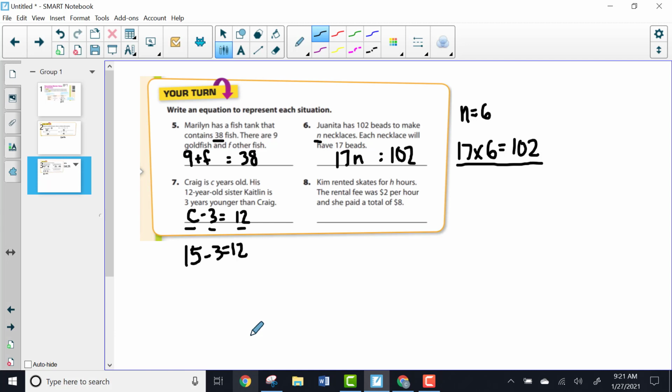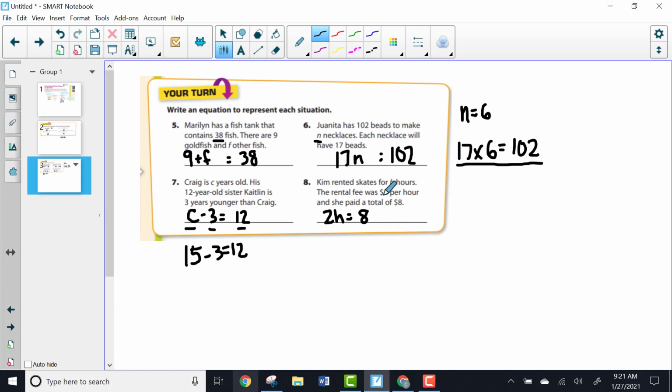skates for h hours. The rental fee was $2 per hour, and she paid a total of $8. So we don't know how many hours that she rented skates for. Okay, so what we could see for this problem, we know she paid $2 per hour. We know she rented them for a certain amount of hours, and we know the total was $8. So we could just simply have 2 times h equals 8 to represent this situation.